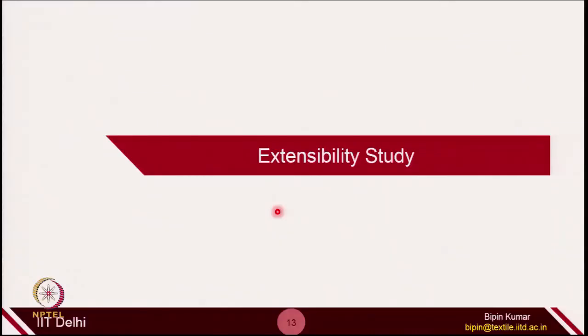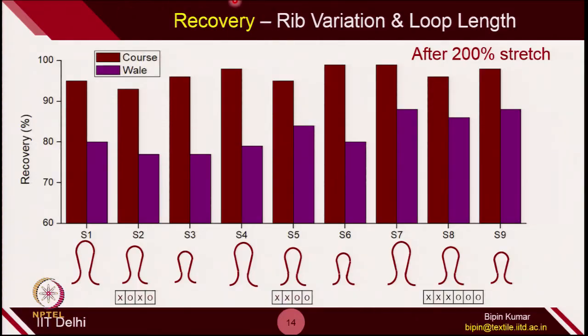Let us go back to the other part, which is the recovery. In recovery again, if you see rib variation and loop variations, I have not observed too much difference. Especially in course direction, the recovery was much better. So, you can see here after 200% extension, I observed almost 90 to 95% recovery of all the fabric samples, which I already showed you.